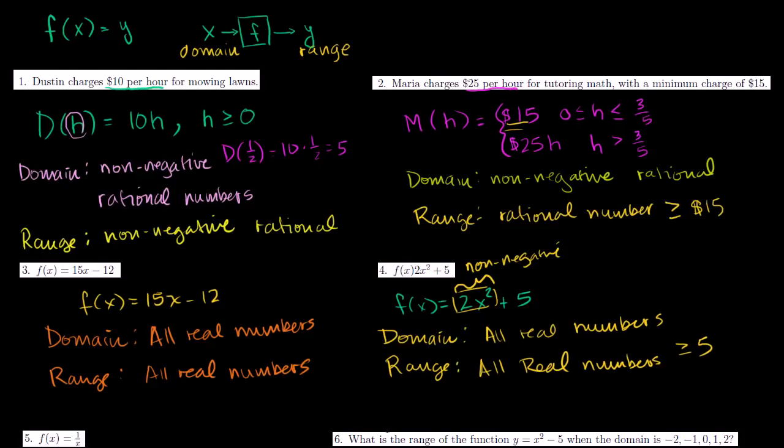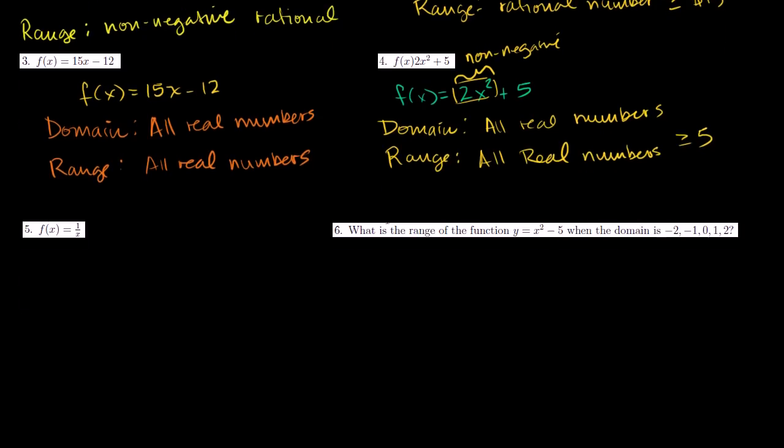Problem 5. They have f of x is equal to 1 over x. So once again, our domain. Well, we could put any value in for x. Any real number will work for you. We're just going to take the inverse of it. So this is going to be all reals. All real numbers.